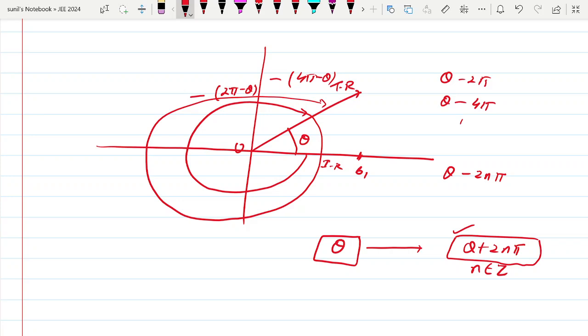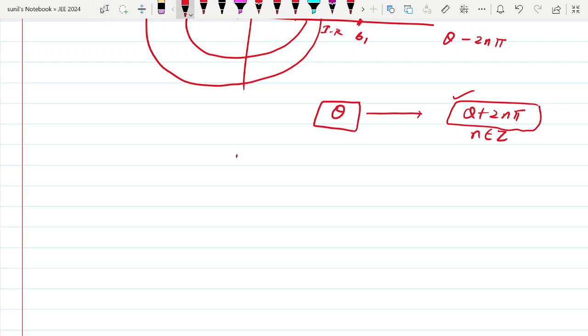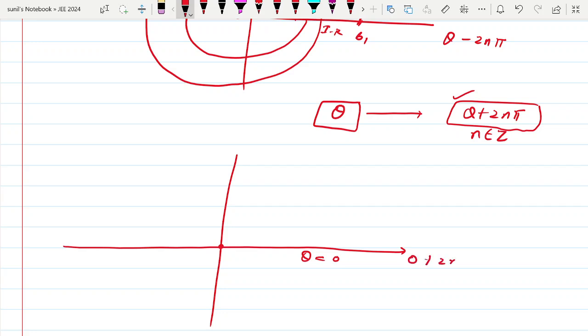Now for instance, if you see our quadrantal angles, you know that this is theta equal to 0. Now all the coterminal angles corresponding to this are 0 plus 2n pi. Now suppose if your quadrantal angle is this, how will we write this? Because this angle is pi by 2, all the infinite coterminal angles can be written as pi by 2 plus 2n pi. We can write this as 4n plus 1 times of pi by 2.